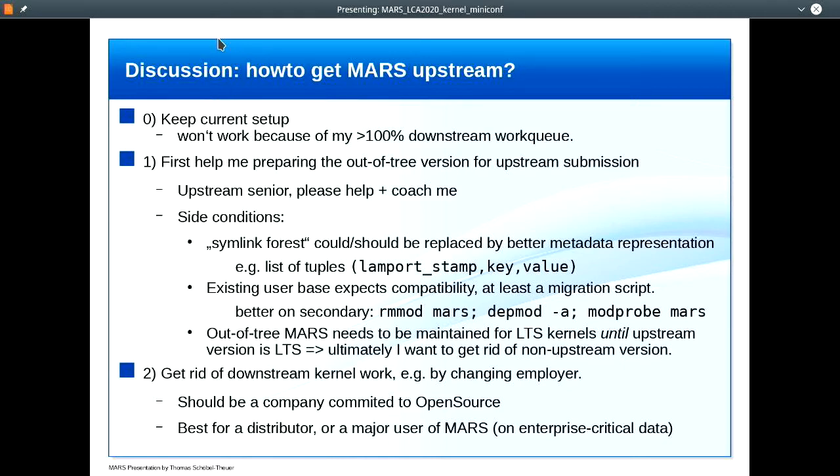So hopefully there's some sponsor who is willing to use Mars, or a distro, of course, in the core business. This would be a possible solution. And I think Mars is already proven to be ready for enterprise critical workloads. And it also will be the case when it's upstream, of course.